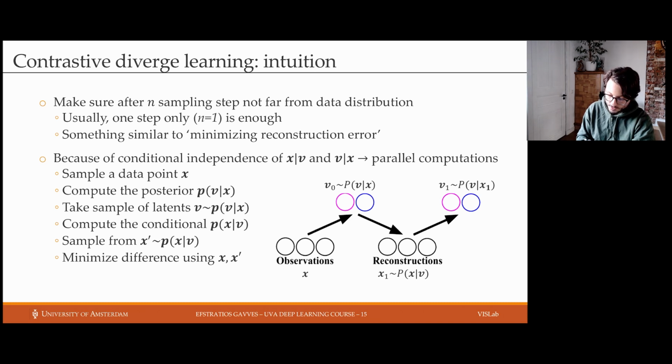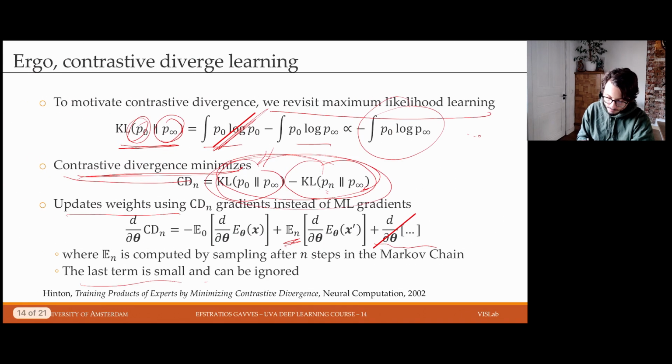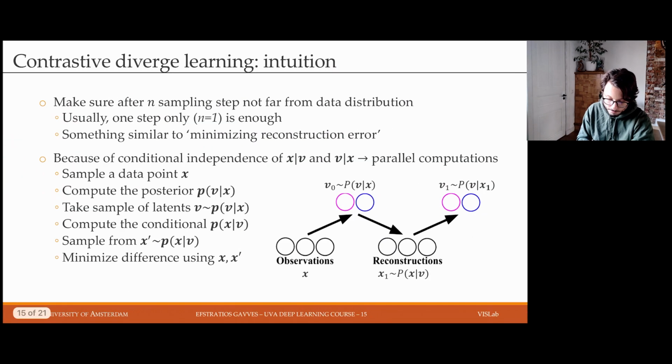What it tries to achieve is to make sure, as we see here, that it minimizes the divergence, the difference between divergences from our training data versus n steps. So it basically wants to make sure that after n sampling steps, we're not too far from our data distribution. Usually a single step, a single sample, is enough, and in a way you can see this as minimizing reconstruction error.